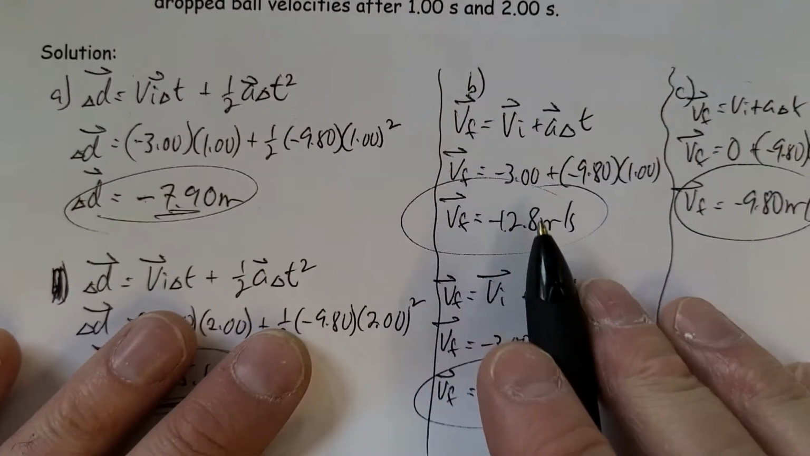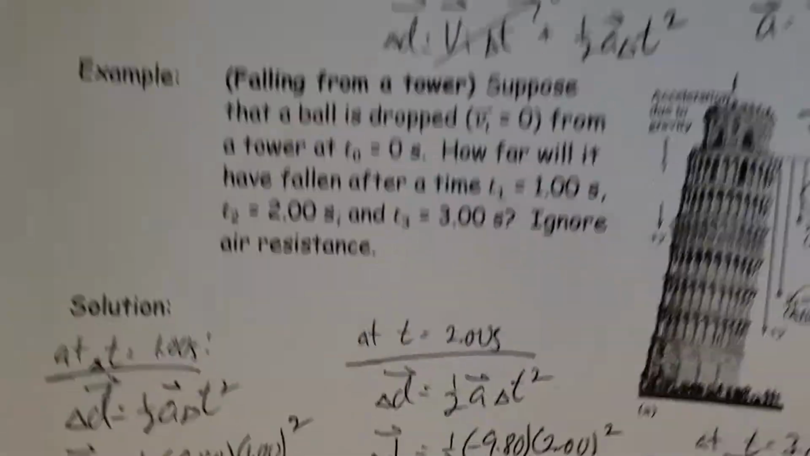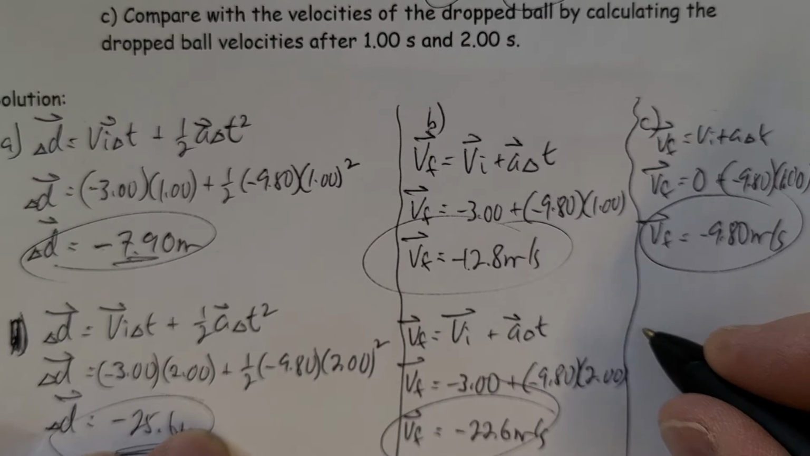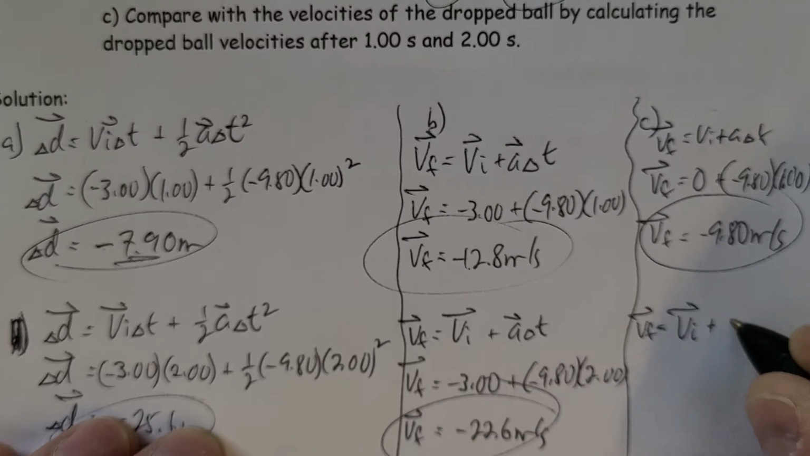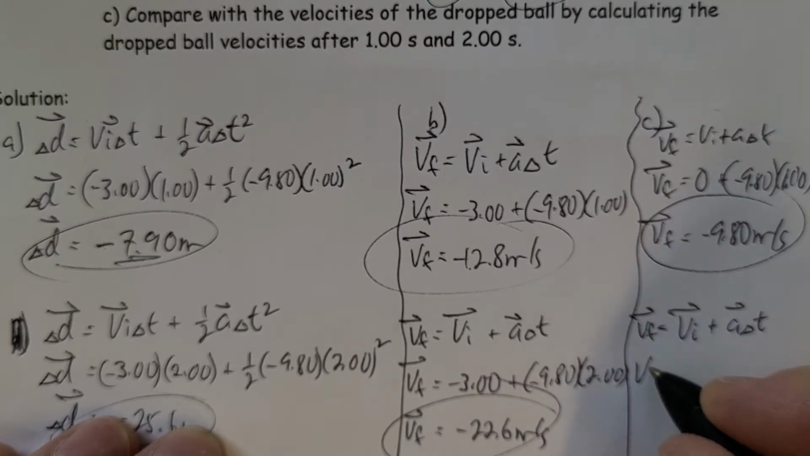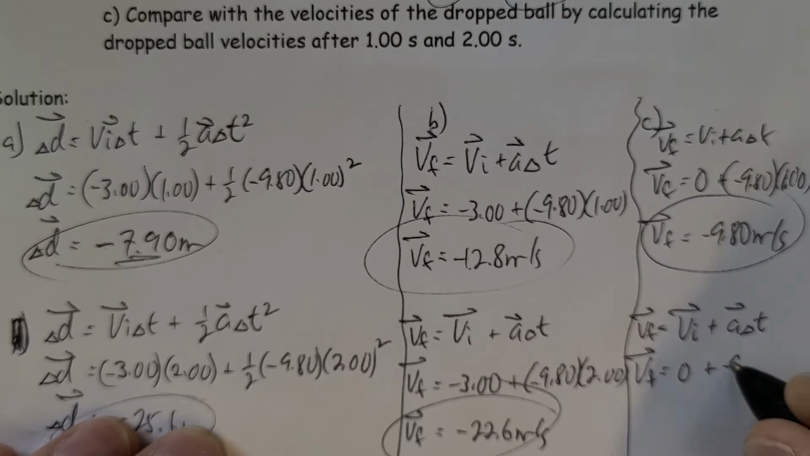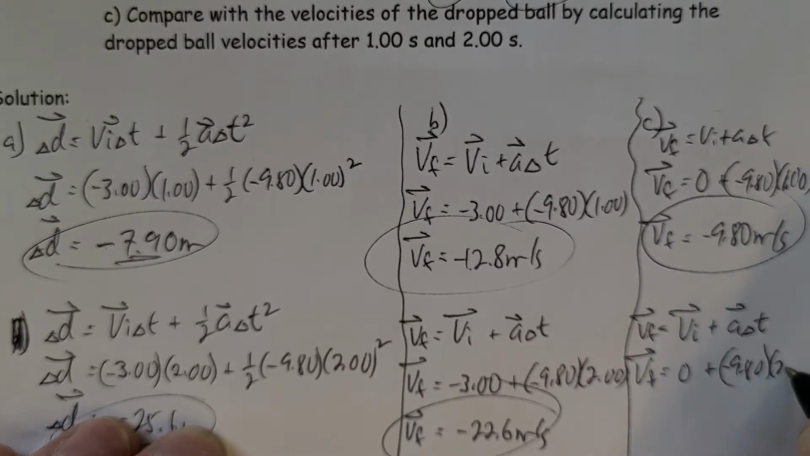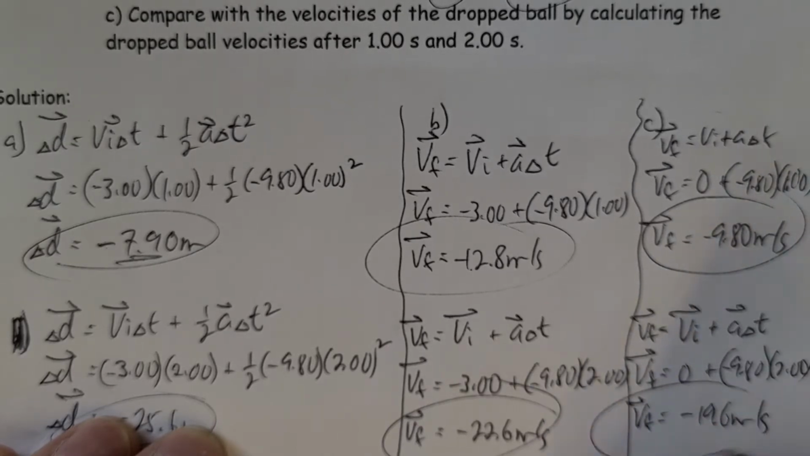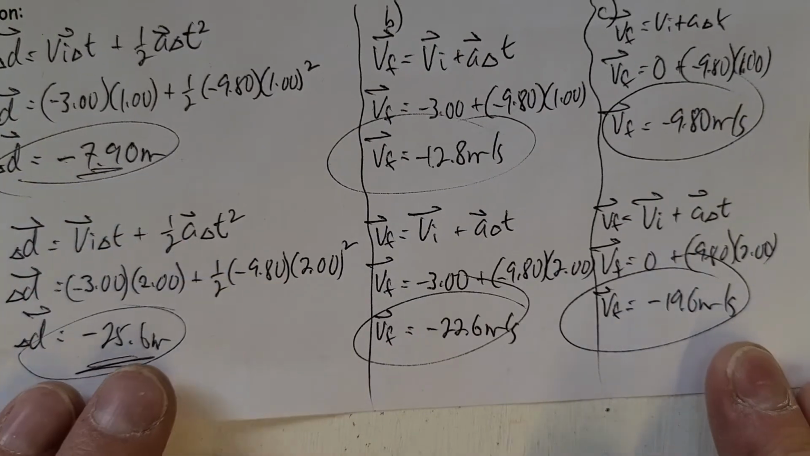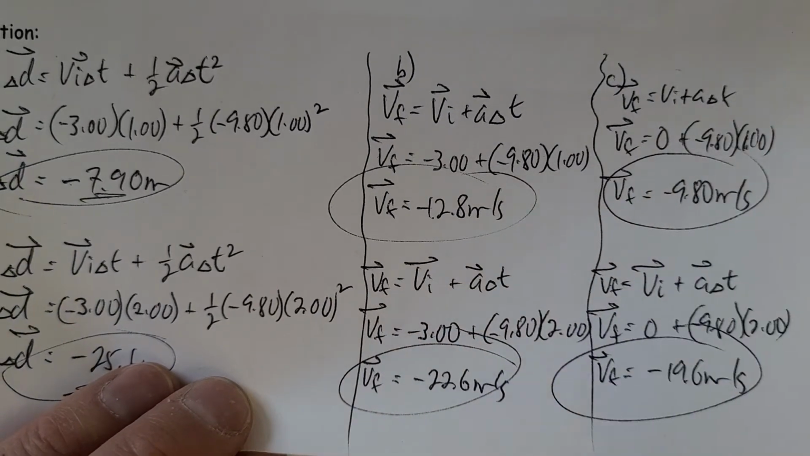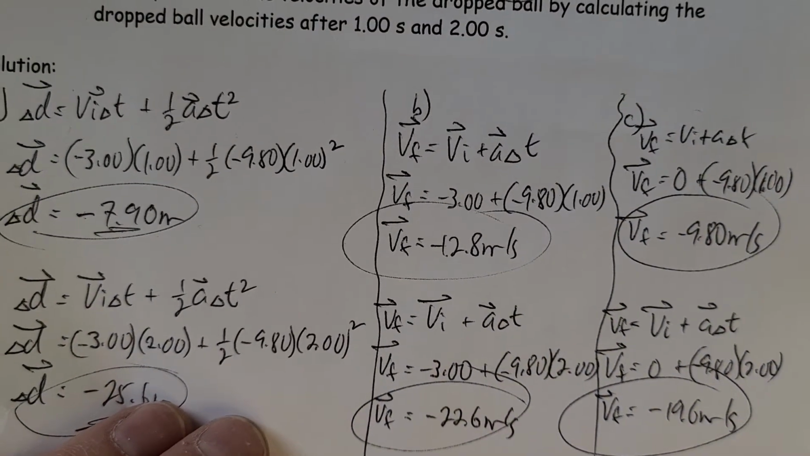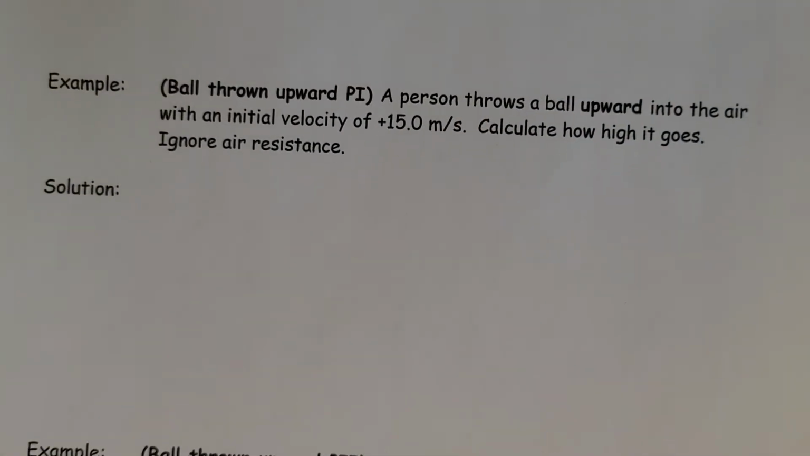So yes, chucking it down with an initial velocity does change it a little bit. And then the other one, after that extended time of 2 seconds. So 0 plus negative 9.80 times 2 seconds. So we can see here it works out to be negative 19.6 meters per second. Okay, so we looked at using those equations in a vertical sense, using little g as little a. All right, moving on to the other examples.